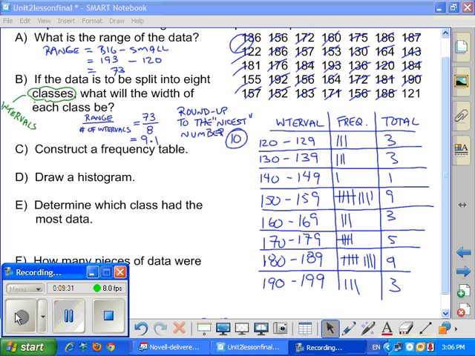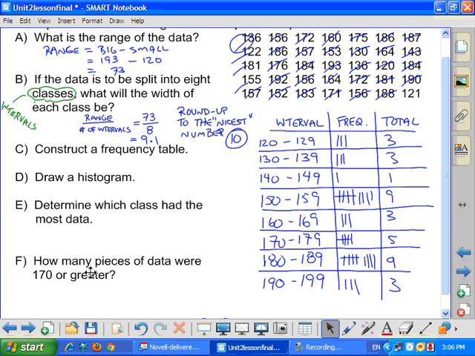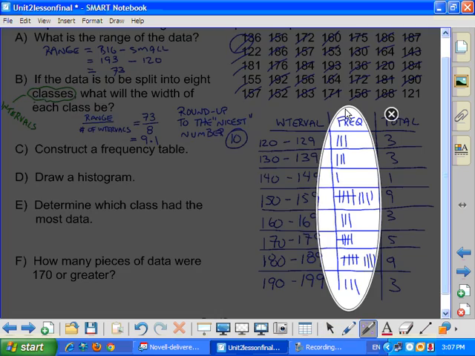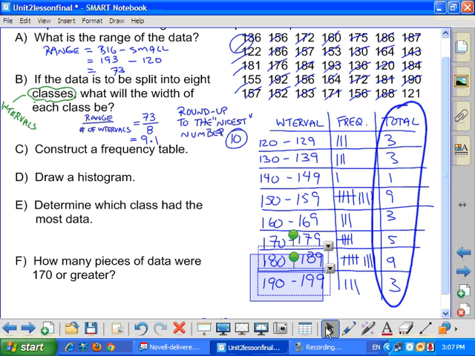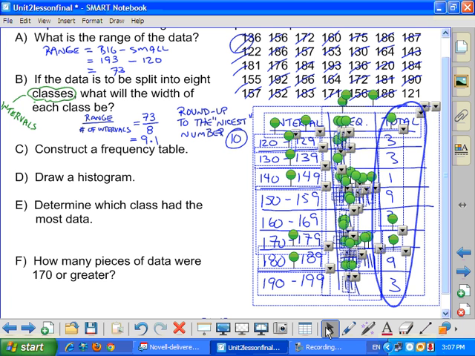All right, hopefully I didn't keep you waiting too long. So here we got my frequency table done. I crossed off all the data, did my frequency chart here, found where all the data fell, and then added up my tallies to figure out how much was in each one. Now I'm going to shrink that down, because part D is draw a histogram.